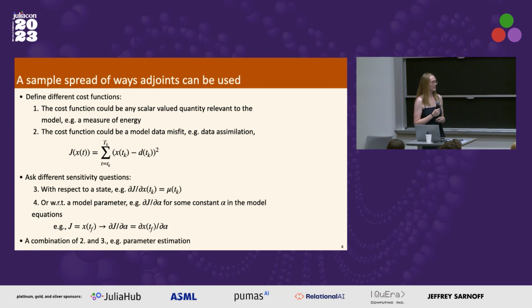The final example I have is a combination of 2 and 3, and this would be for parameter estimation. So let's say I have some physical system that I'm interested in, and there's a parameter in the system that I'm uncertain about, but I have a prediction. However, I also have high resolution data. I can define a cost function that's a model data misfit and use the adjoint method to compute a derivative of this cost function with respect to my uncertain parameter. And then we use this gradient in our favorite gradient-based optimization scheme to hopefully improve what we predict the parameter to be. And so this is by no means an exhaustive list. This is just a sample way that the adjoint method can be used in practice.